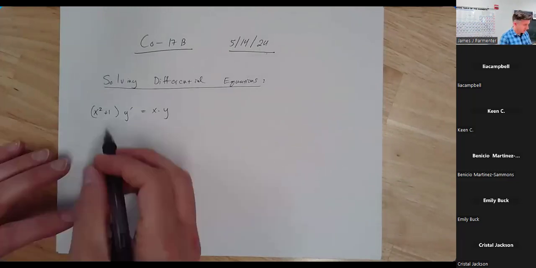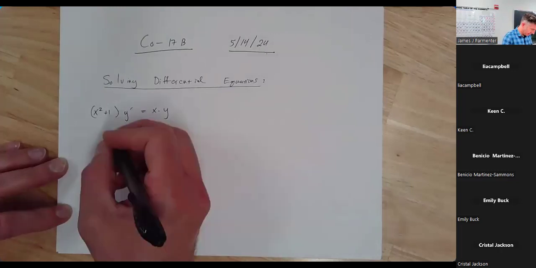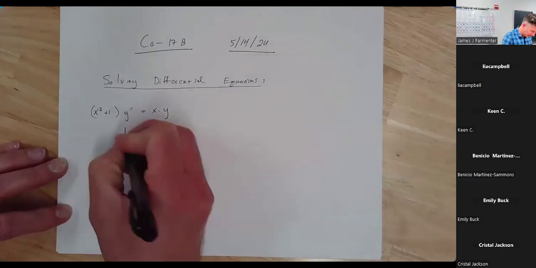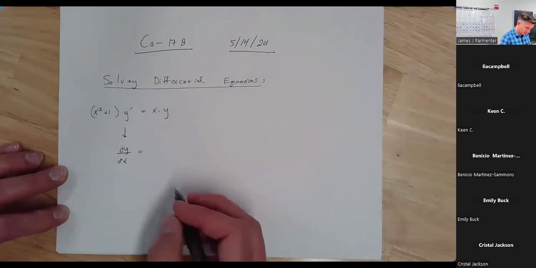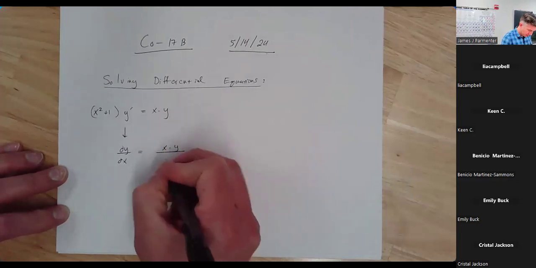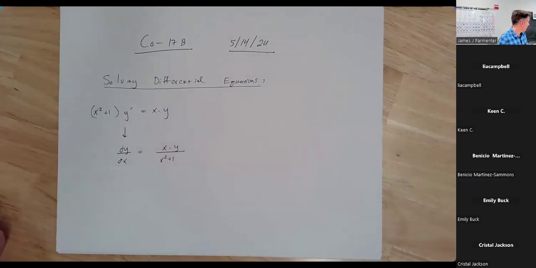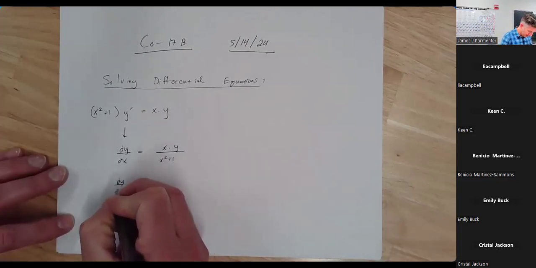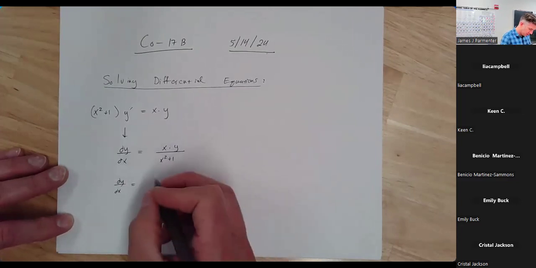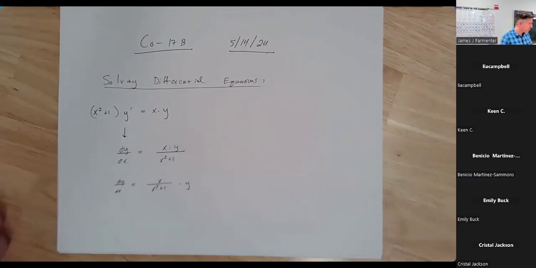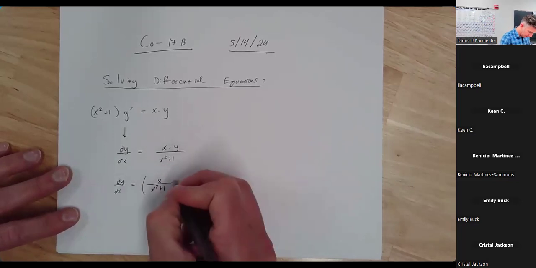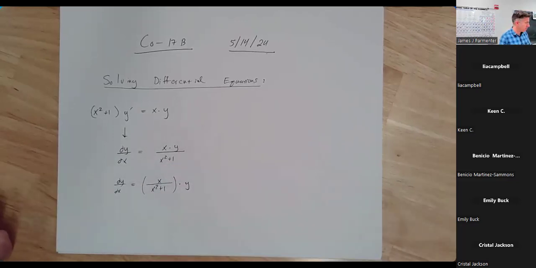So if I'm trying to separate this one, I'm first going to rewrite y prime as dy dx. And I'm going to divide both sides by x squared plus 1 to write this as x times y over x squared plus 1. Then I'm going to separate the x's from the y's, which usually only takes addition or multiplication, or really factoring. So dy dx equals x over x squared plus 1 times y. We can really see there's a function of x multiplied by a function of y.